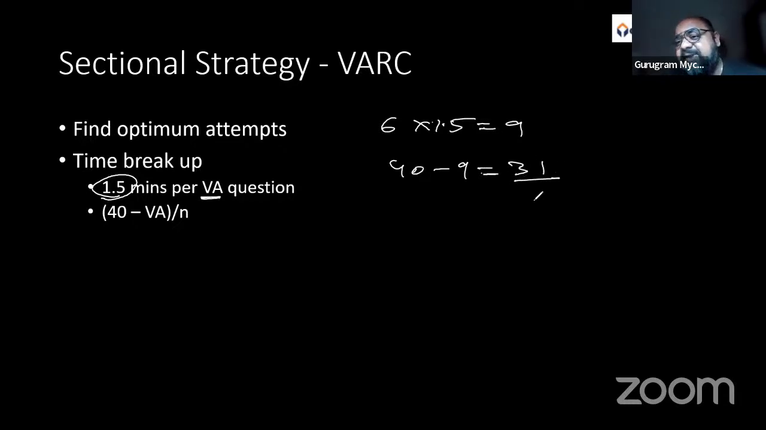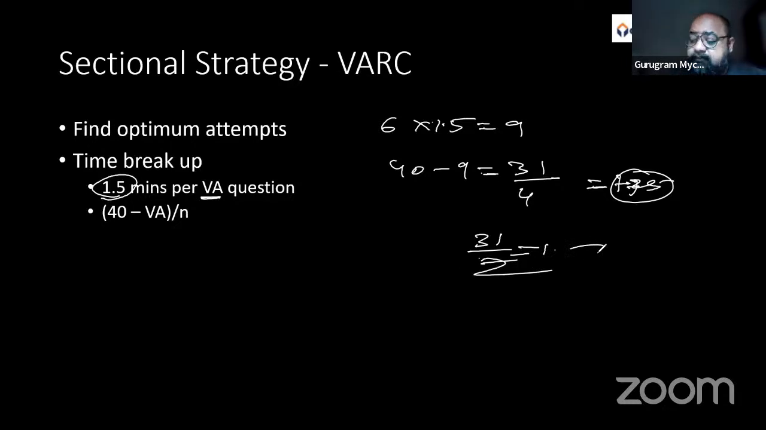I will divide this by the number of passages I'm trying to do. If I'm trying to attempt 4, that means I have got 7.75 minutes per passage. That is almost 8. If I'm trying to do 2 passages, I have almost 15 minutes for a passage. Once you have your time limit, stick to this time limit. Being aware of the time is very, very critical.